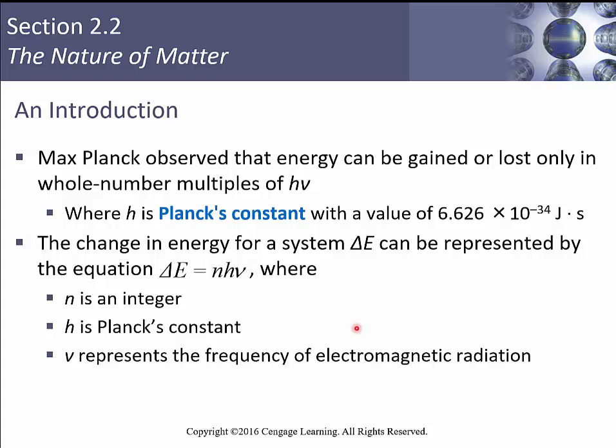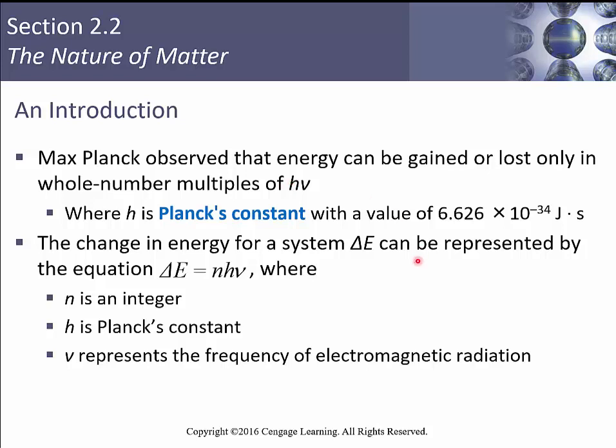Max Planck observed that energy for this photon process can be gained or lost only in small whole-number multiples of h times nu, where h is Planck's constant, a value of 6.62 times 10 to the minus 34 joule-seconds, and nu is the frequency. So the frequency is going to be related to the energy. Here's our connection between energy and frequency: frequency and energy are directly proportional. The higher the frequency, the higher the energy, the bluer the light, the shorter the wavelength.